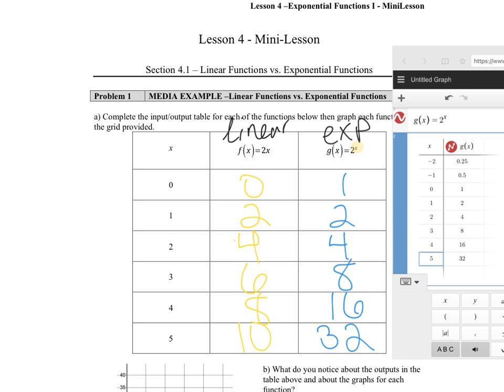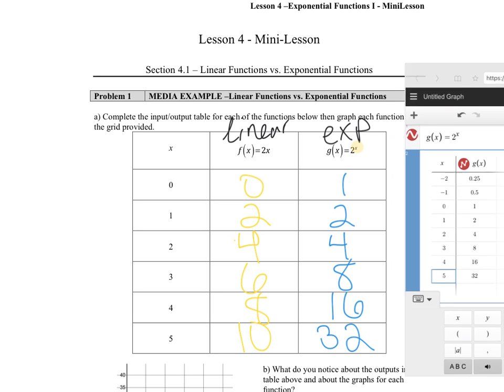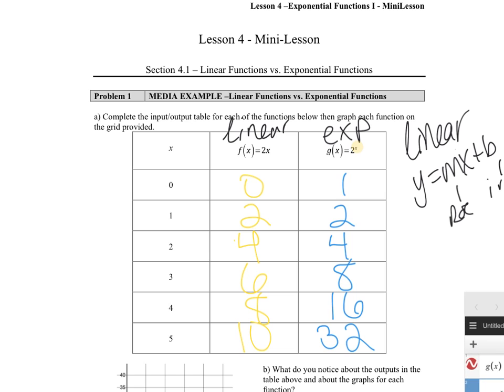Okay, so there's my information for both my linear and my exponential function. Now, I want you to think about, when you look at this, how our data changes from one point to the next to the next. So you need to think about, how do you get from 0 to 2, and then from 2 to 4, and then from 4 to 6, and then from 6 to 8, and then from 8 to 10. There's a pattern. What pattern do you see in that?